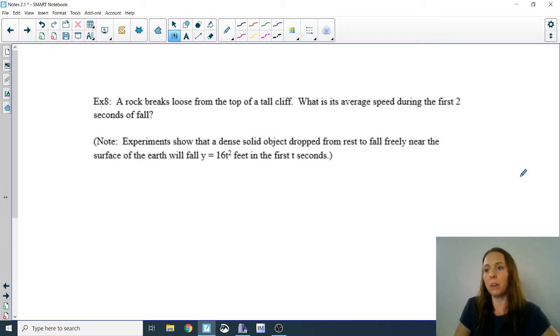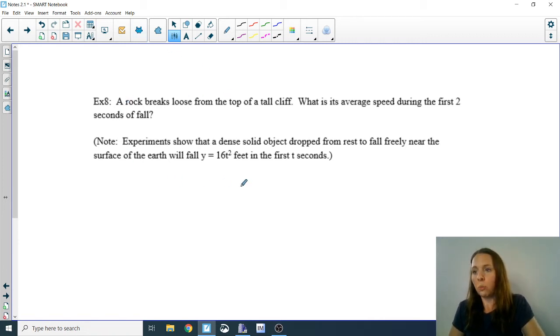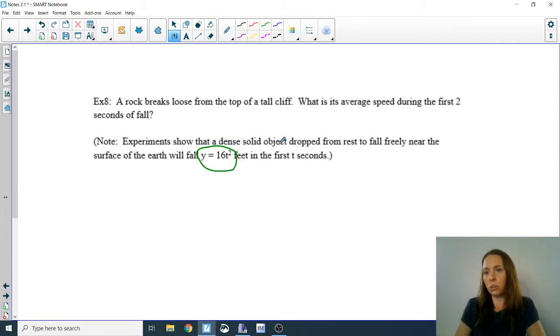Okay, here we have a rock breaks loose from the top of a tall cliff. What is the average speed during the first 2 seconds of fall? We need this equation, by the way, in the note. Experiments show that a dense solid object dropped from rest to fall freely near the surface of the earth will fall y equals 16 t squared feet in the first t seconds. That's basically like 1/2 at squared if you're familiar with physics formulas. Half times 32 for gravity in feet per second squared times time squared.